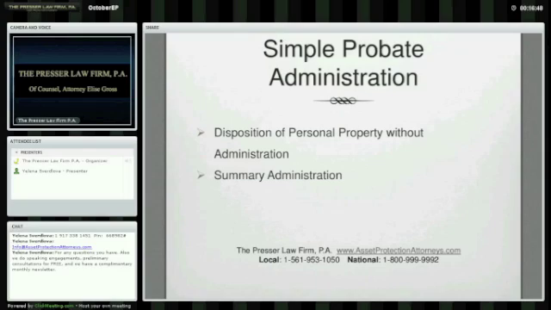The only thing you need to know is there are parameters. It has to be no more than $75,000 in the state of Florida that's in probate. Doesn't include anything that didn't go through probate, or the person has to have been gone for more than 2 years.